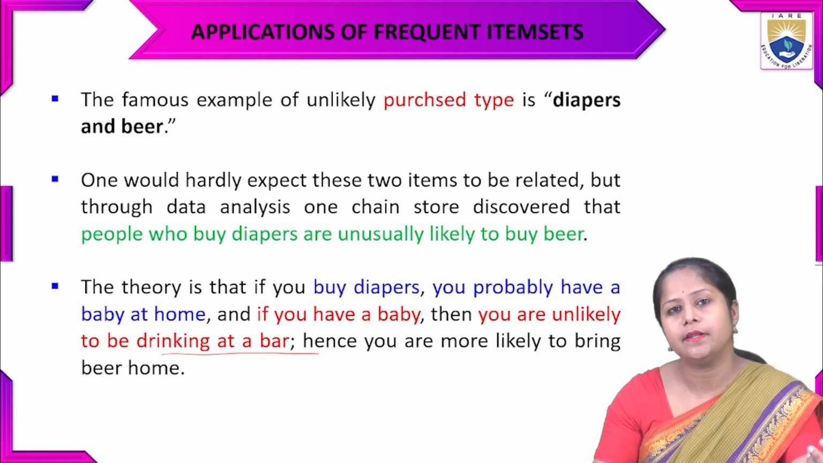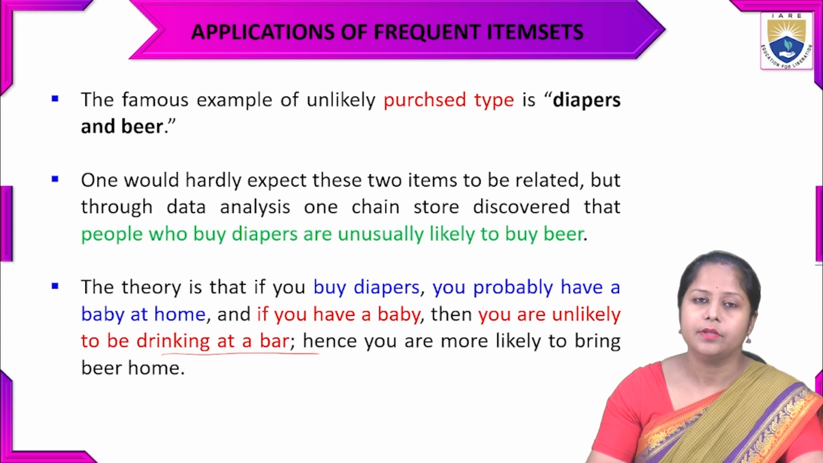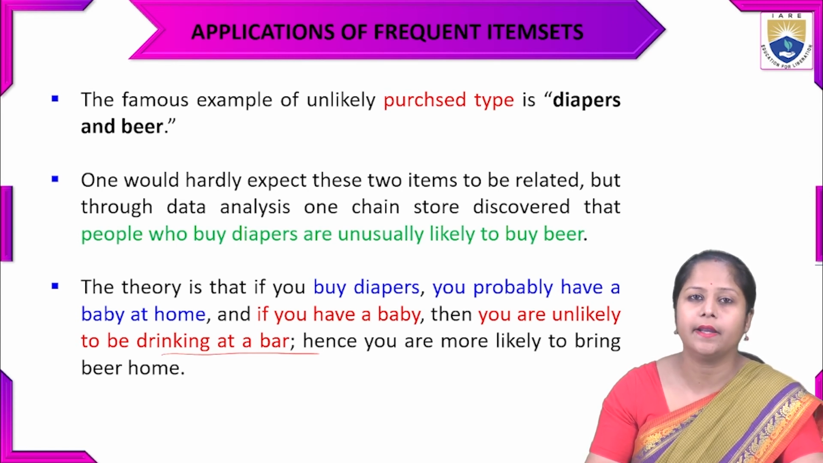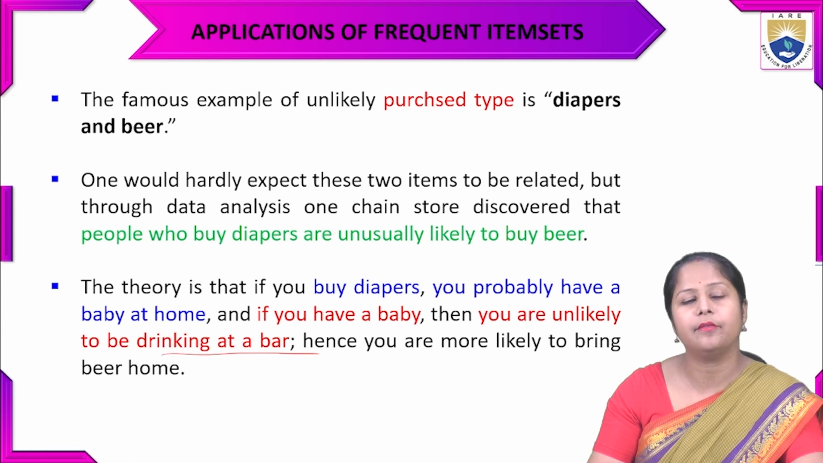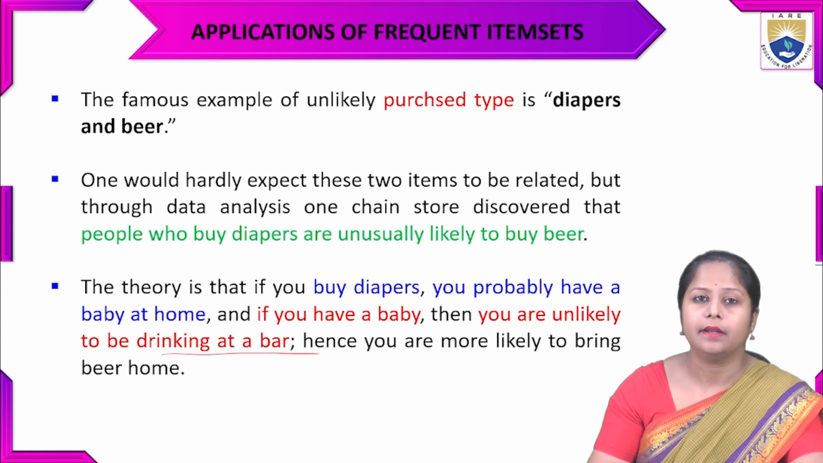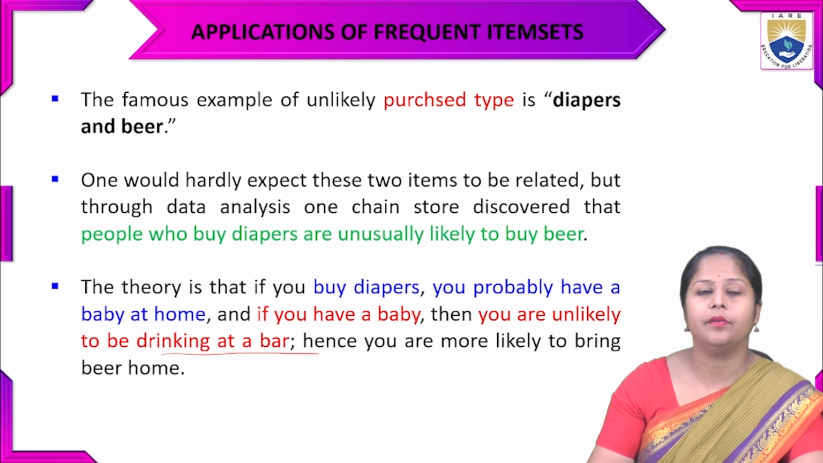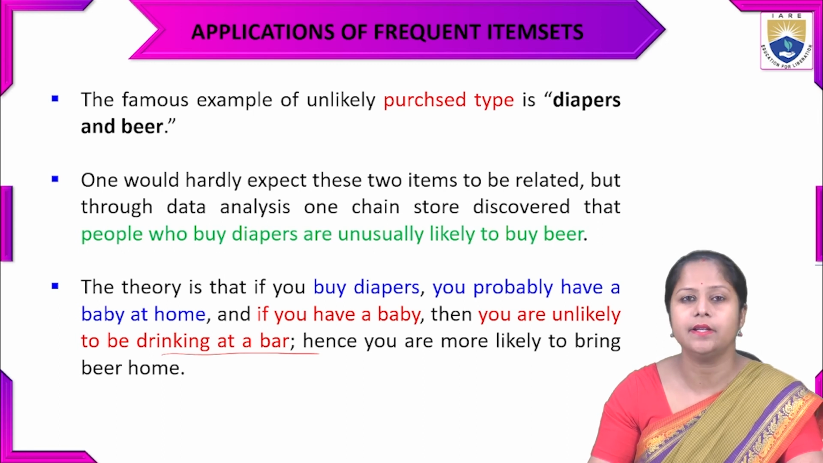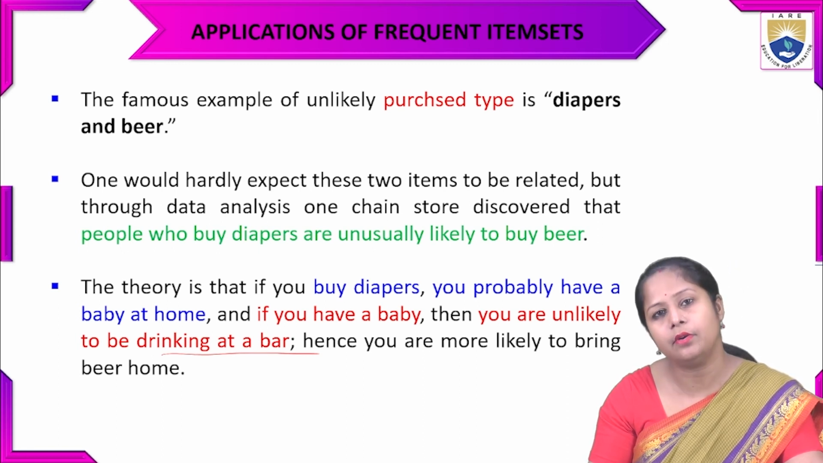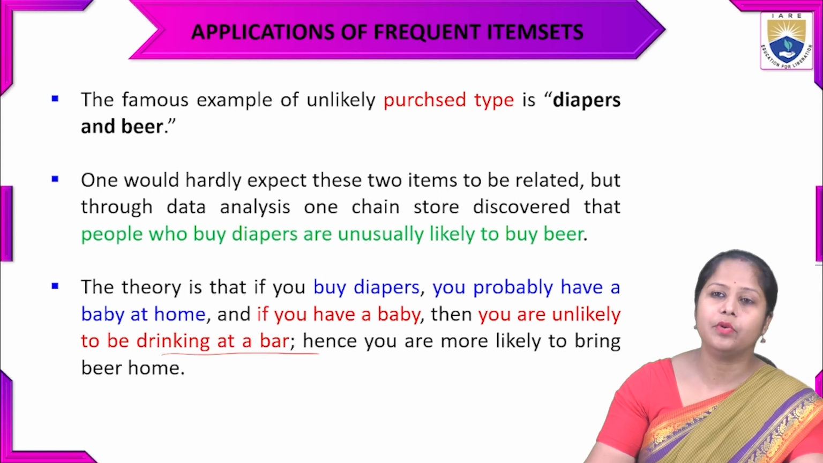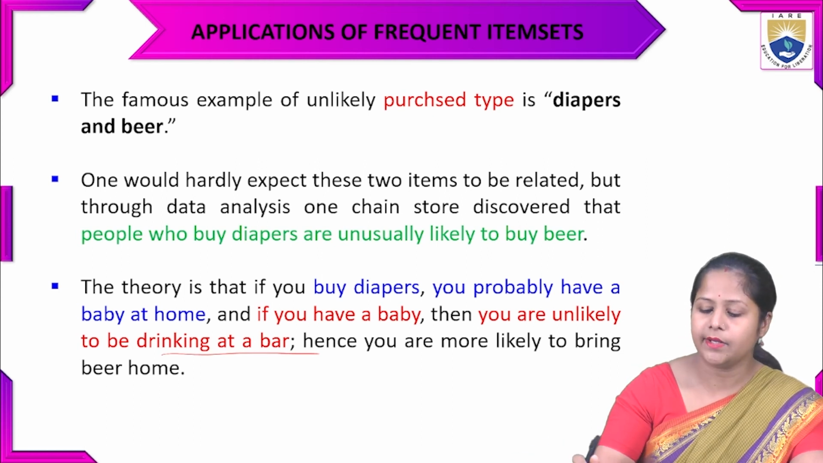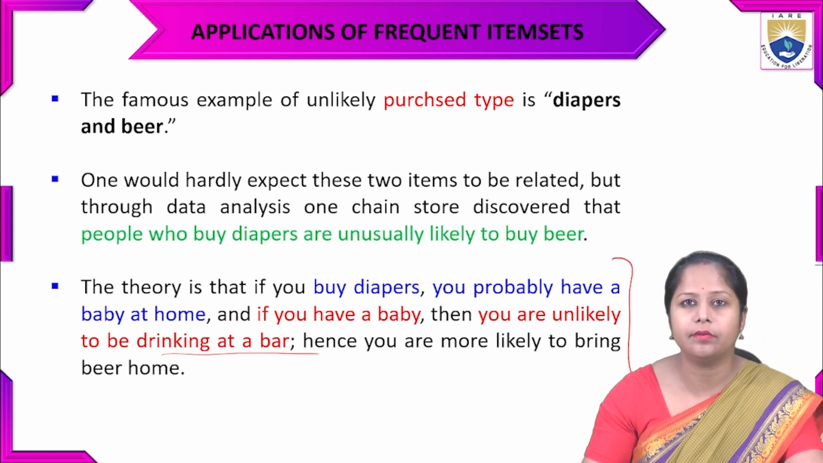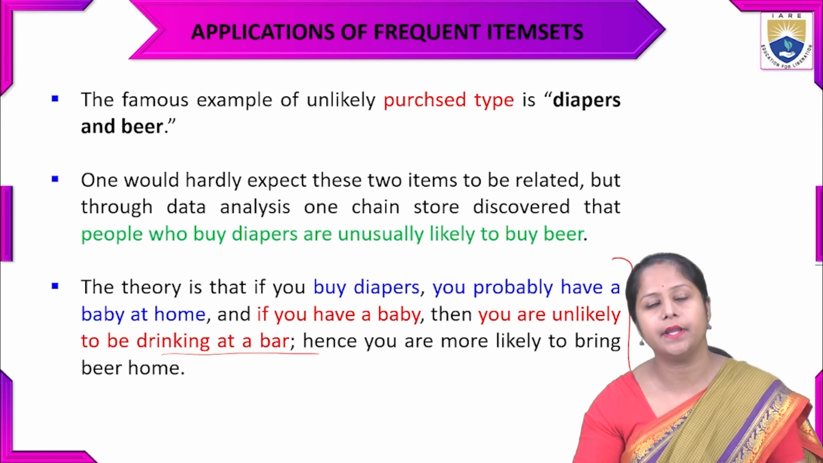And if he has a baby, he is not going to purchase the beer directly at the bar. He or she can purchase the beer and drink it at home, because they cannot go outside. So it is more likely that they bring the beer home. That is the consequence for the diaper and beer example.